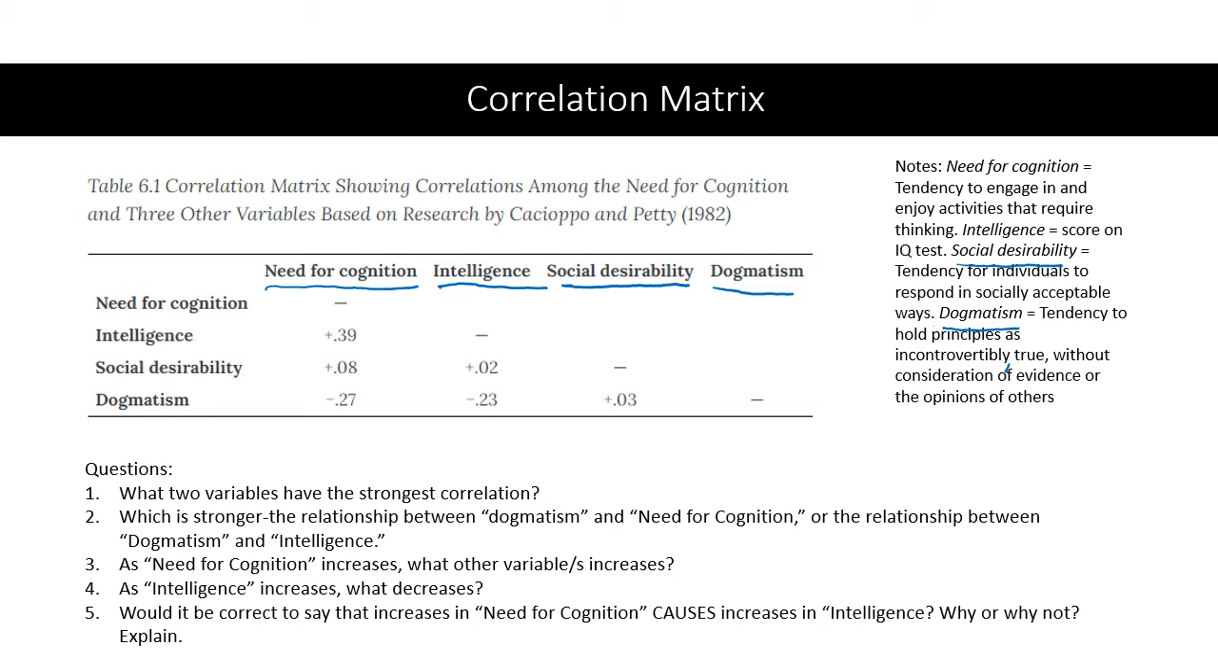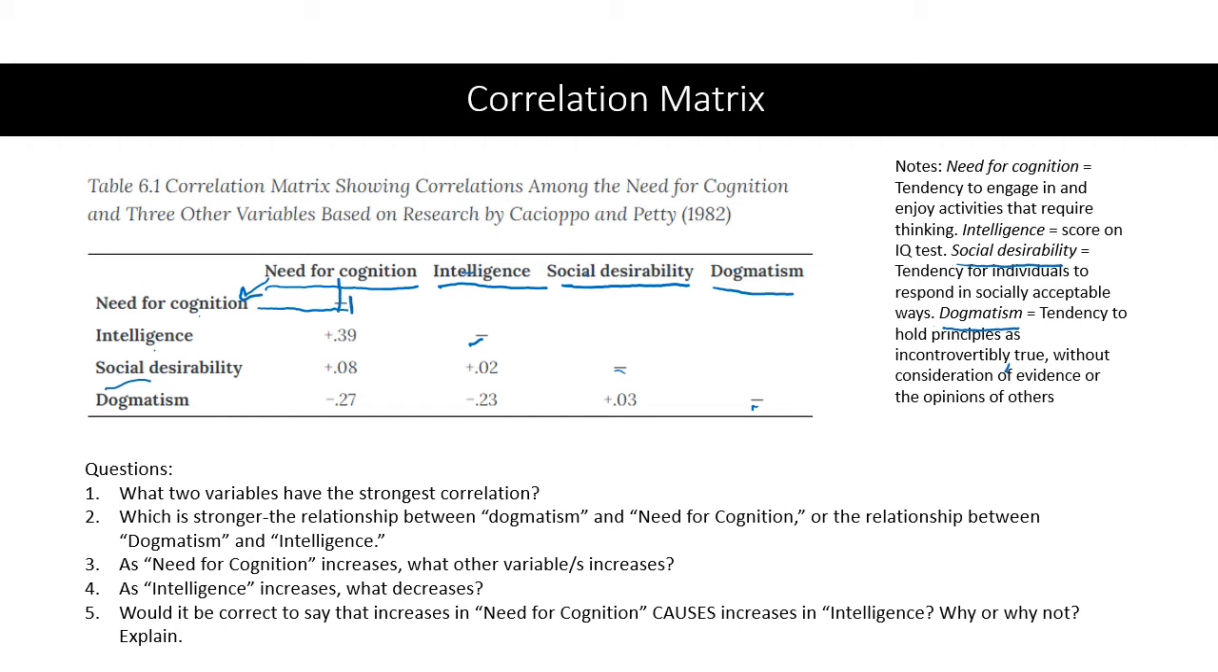And you can see that each of these variables is listed in a corresponding place on the side. So need for cognition first, intelligence second, social desirability third, and dogmatism last. You'll also notice that a lot of the cells are empty and there are dashes going down the middle. So the dashes correspond with each variable's correlation with itself. And because this is the exact same score, these will always be 1.